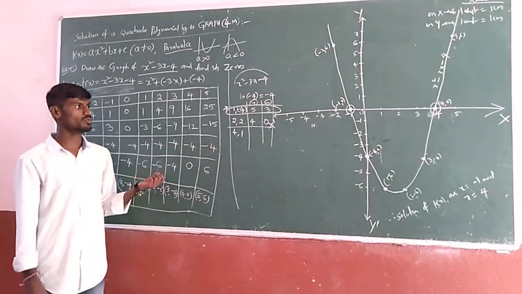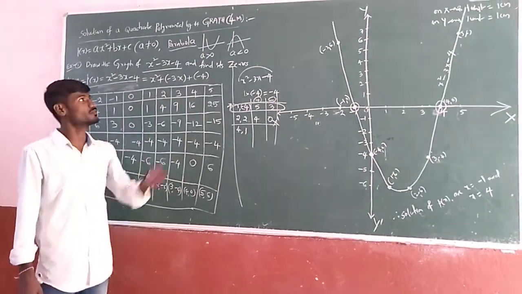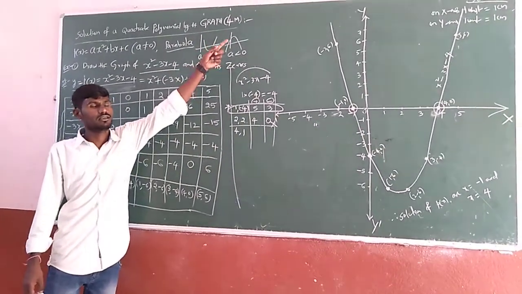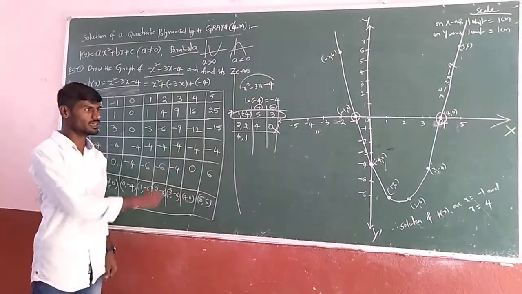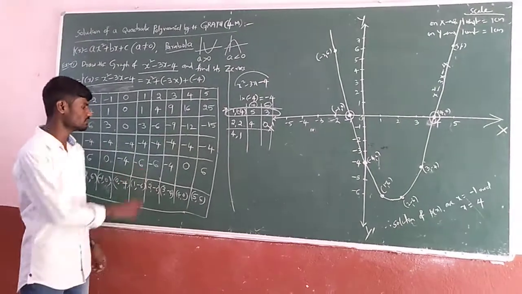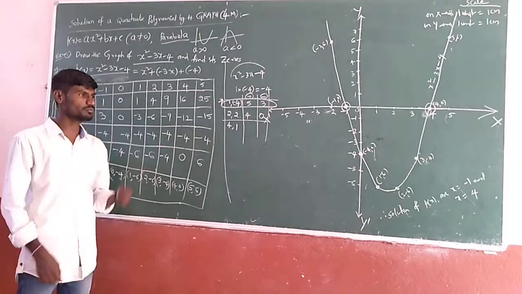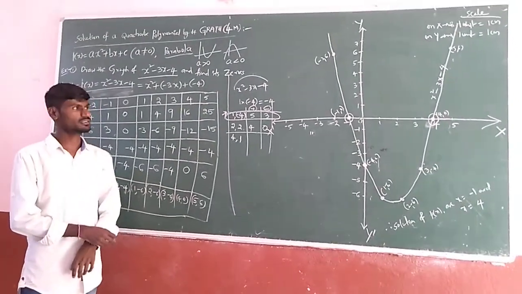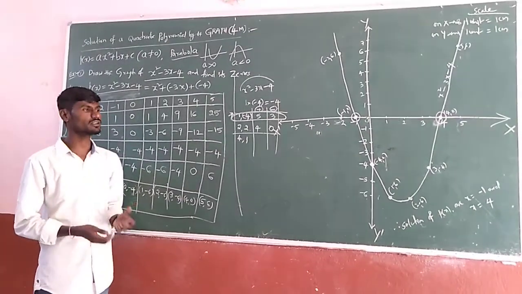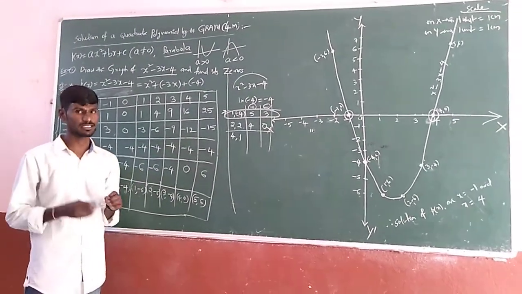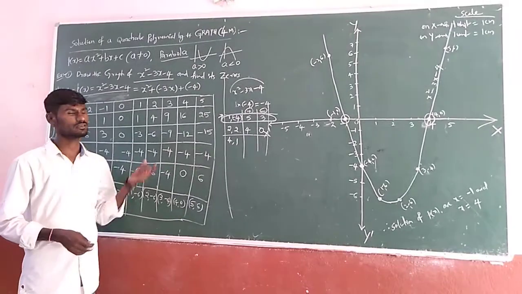Students, do some more problems on this graph work. You will get 4 marks exactly. Compared to the fourth chapter graph, the third chapter graph is actually easy, because with one table it will be completed. If you look at the second graph, the fourth chapter graph, there you need to draw 2 tables. It will take some more time compared to the polynomials graph.